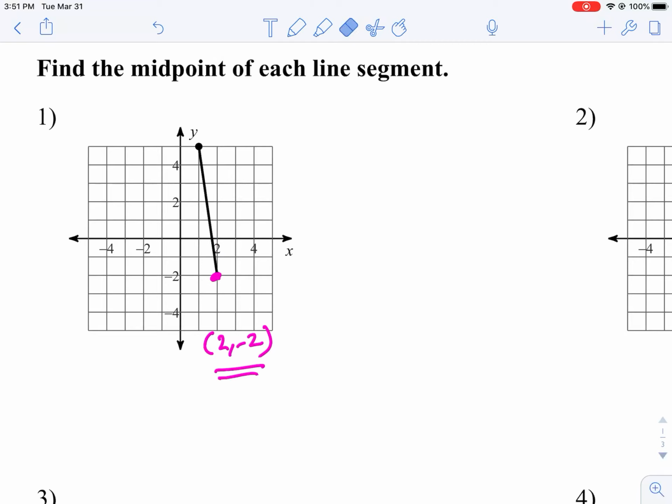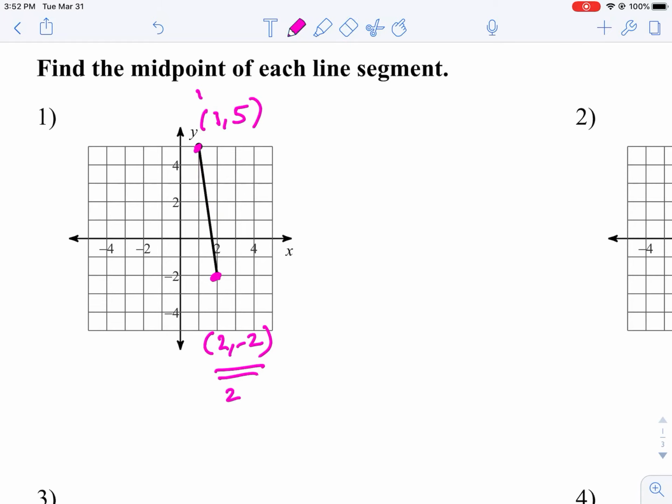So then, let's get rid of that. This point up here is over 1, up 5. So it's 1, 5. So those are your points. We can call this point 1 if we want. We can call this point 2. Doesn't matter. Remember, the midpoint is somewhere in here, midway through, halfway through, and we don't know what it is. So we're going to try to find out what the coordinate of that midpoint actually is.